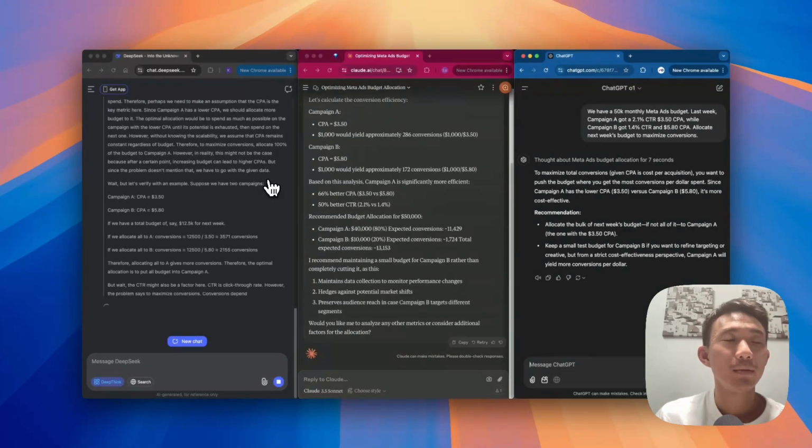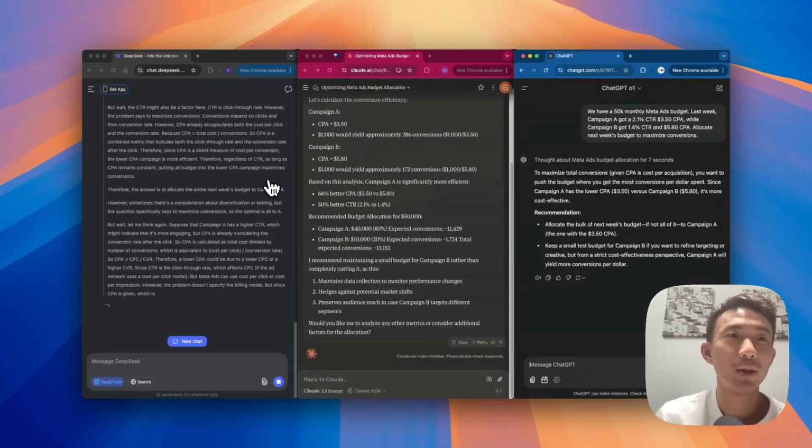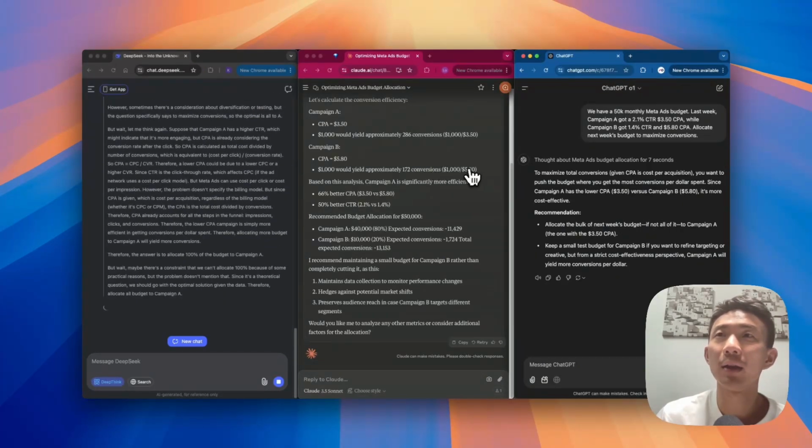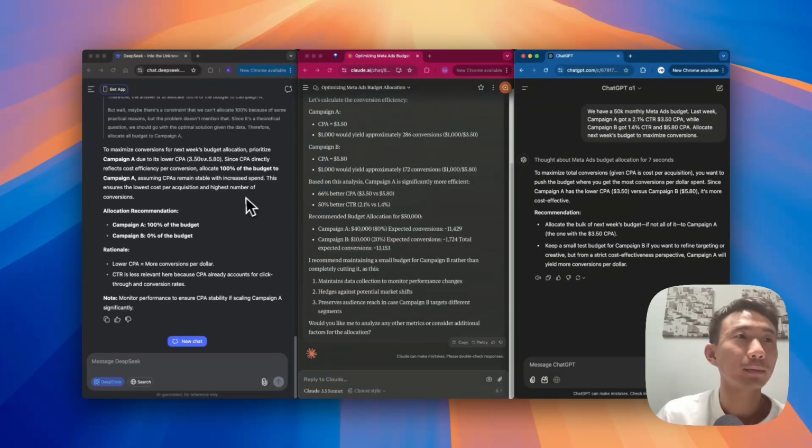Okay, as you can see, DeepSeek R1 model is still thinking, and we have already got the answer from O1 and Claude. Okay, so let's take a look at the answer from the DeepSeek R1 model first.